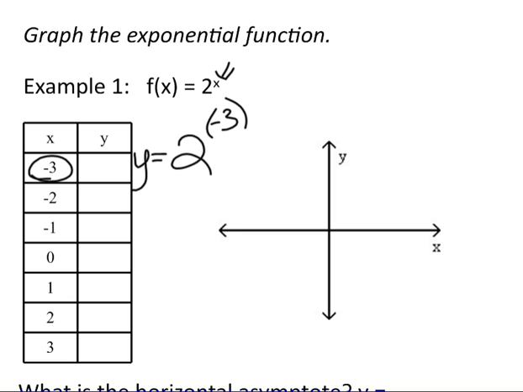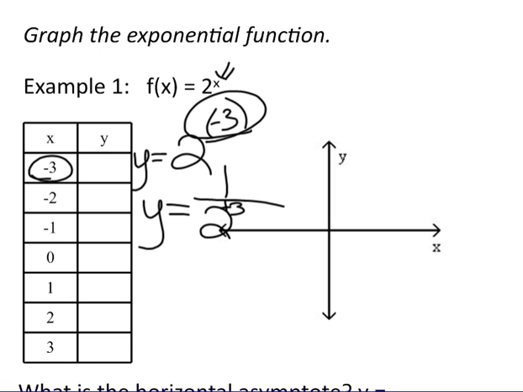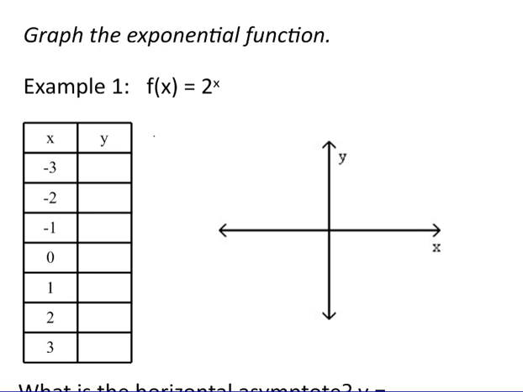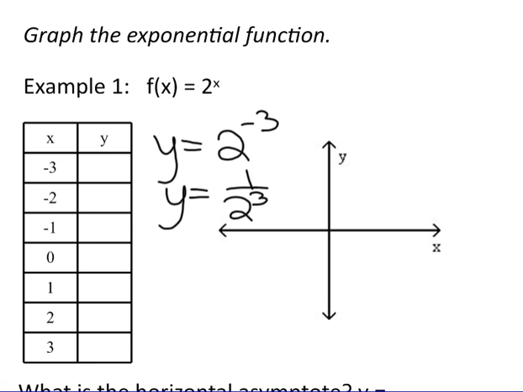Well, if you recall negative exponents, that means you have to move either from the top to the bottom or bottom to the top. So instead of 2 to the negative 3, I'm going to write 1 over 2 to the positive 3 exponent. So I start with a negative exponent on top, and then I'm going to move it down to the bottom, and it now becomes a positive exponent. So I have y equals 2 raised to the negative 3, which becomes 1 over 2 to the third power.